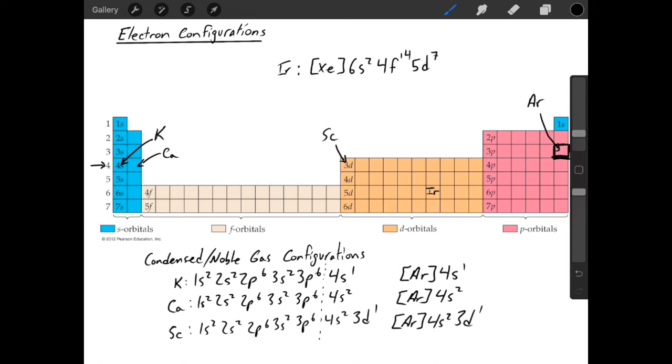The other thing that condensed configurations do is they put the focus on the valence shell, which is where most of the bonding and properties come from anyway.